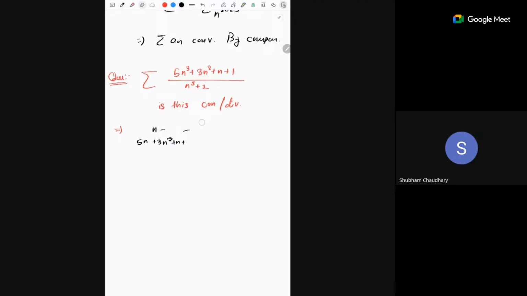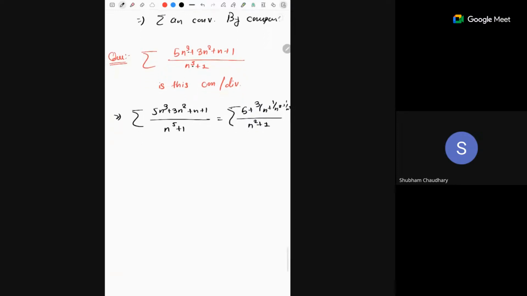So ultimately what you can say is that the convergence of this series will be the same as the convergence of the series of 1 by n square. Why n square? Because here we have power 3, here we have power 5. So if you take out the largest power from the denominator, what you will get? You will get 5n cube plus 3n square plus n plus 1 upon n to the power 5 plus 1. This is the same as summation of 5 plus 3 by n plus 1 by n square plus 1 by n cube, and in the numerator, you will get n square plus 1.